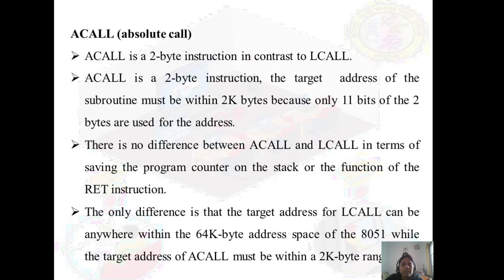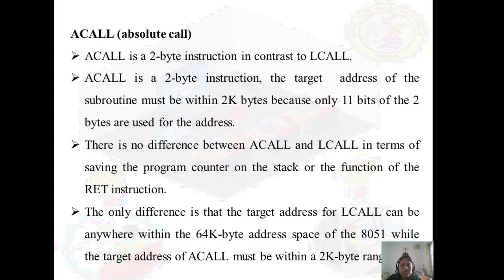Then the next one is ACALL. ACALL is the absolute call. ACALL is a 2-byte instruction. Your LCALL is a 3-byte instruction, but this one is a 2-byte instruction. The target address of the subroutine must be in the range of 2K bytes, because only 11 bits of the 2 bytes are used for the address. As we have already seen in AJMP also, only 11 bits are used for the address there.